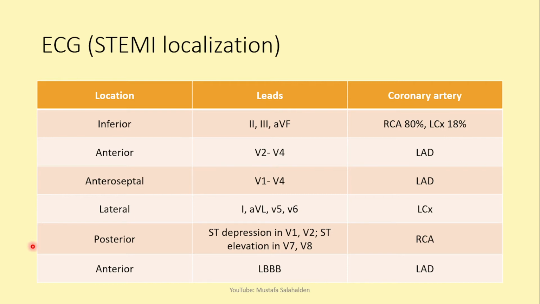Posterior myocardial infarction shows ST depression in V1 and V2 and ST elevation in V7 and V8. Those are the posterior leads. The blockage is in the right coronary artery. In an anterior infarction, there is a left bundle branch block ECG change, and it involves the left anterior descending artery.